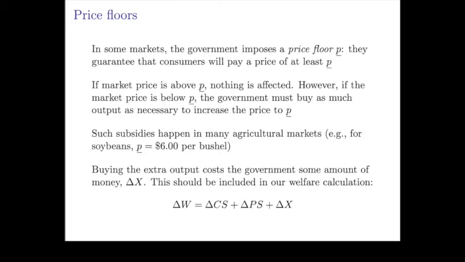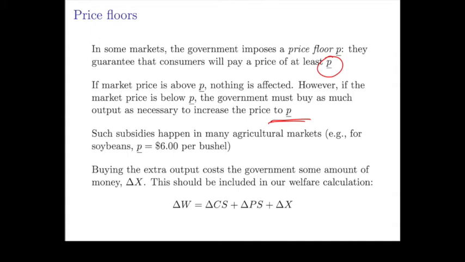The next type of policy we want to look at are price floors. In some markets, the government imposes a price floor saying that the price can't fall below that particular price. I believe there's a price floor on milk in most markets in Canada. So how does the government implement this policy? Well, they ensure that if the market price falls below P bar, then the government will buy up as much of the output as necessary to drive the price back up to P bar. It's not uncommon in agricultural markets, and we see them in many countries.